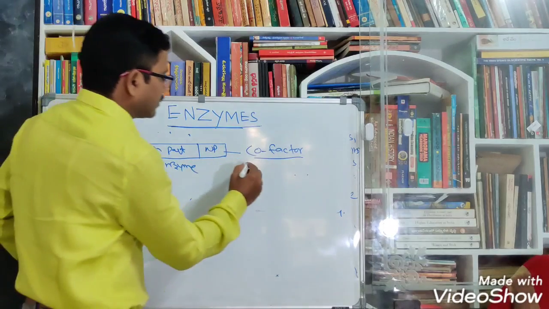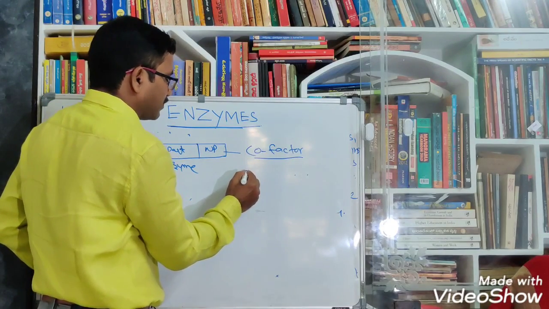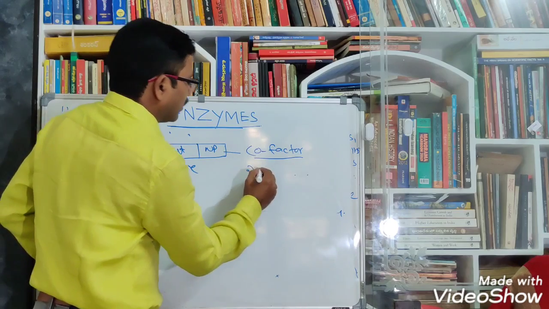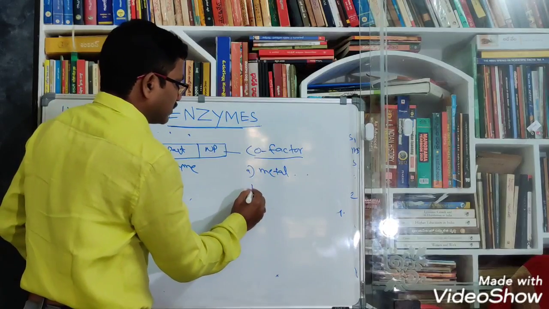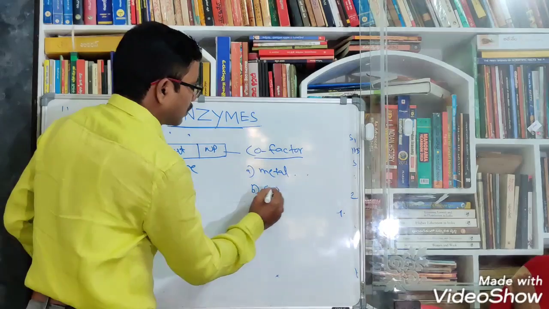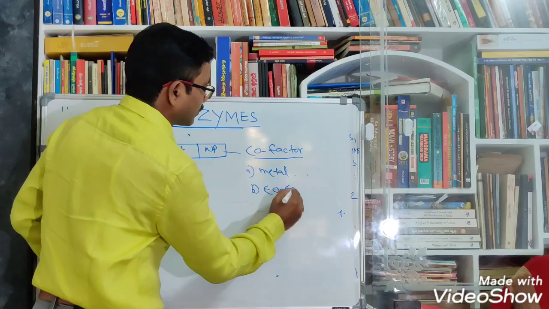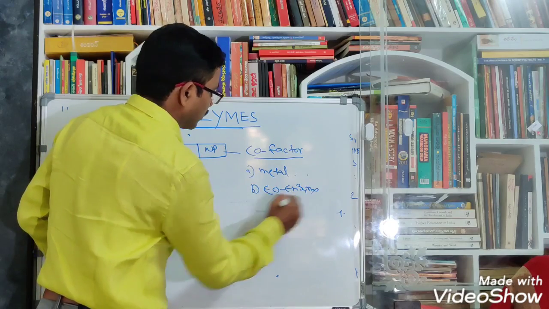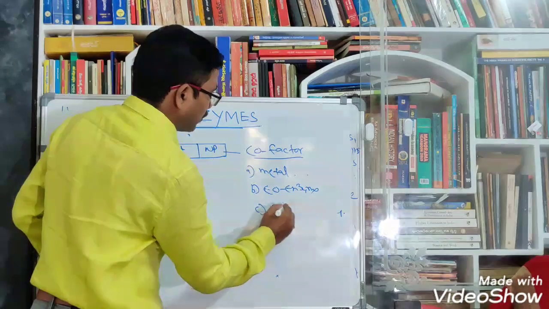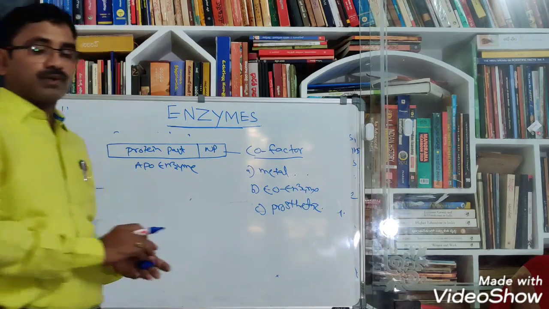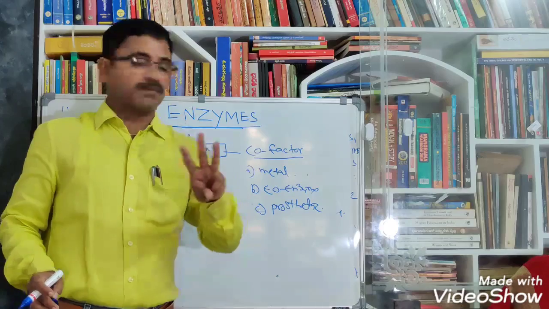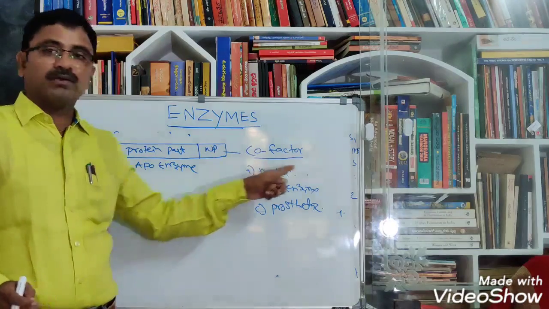Here, cofactors are again of three types. First one, metal cofactors. Second one, coenzymes. Third one, prosthetic group. So cofactors are of three types, namely metal cofactors, coenzymes, prosthetic group.